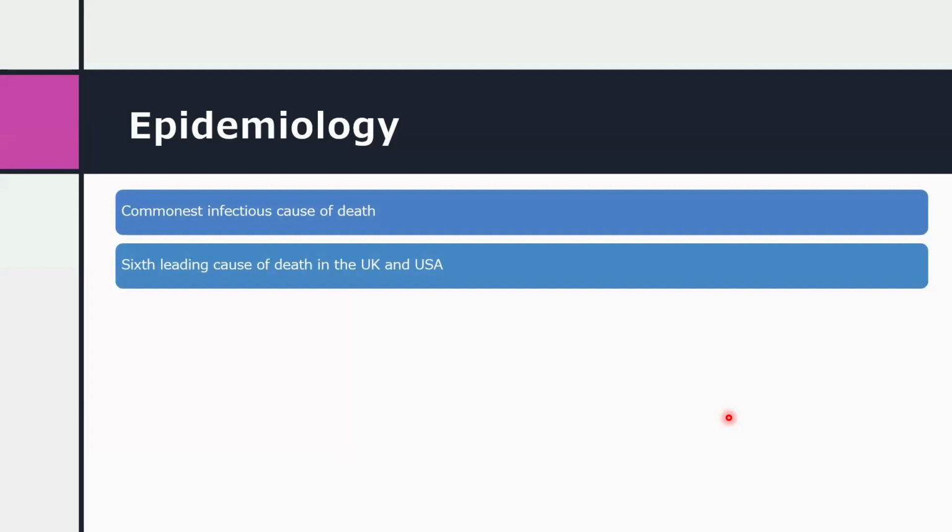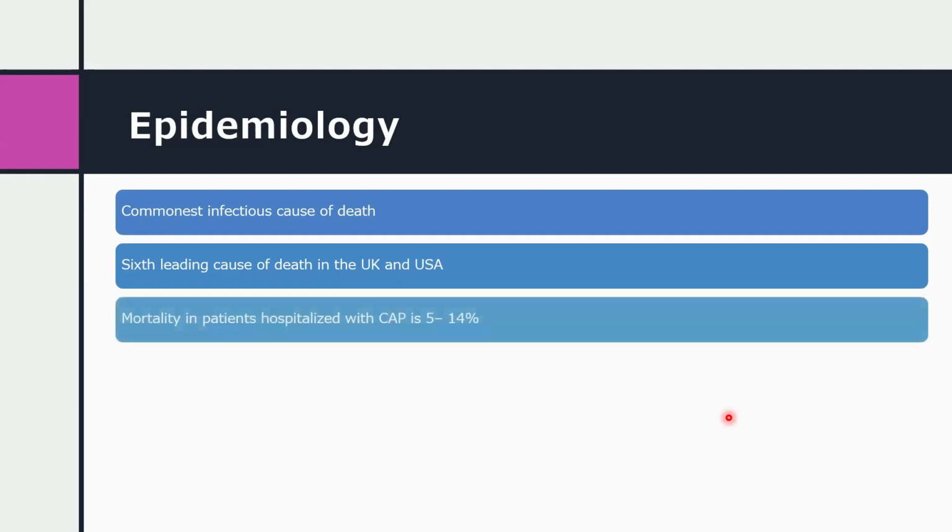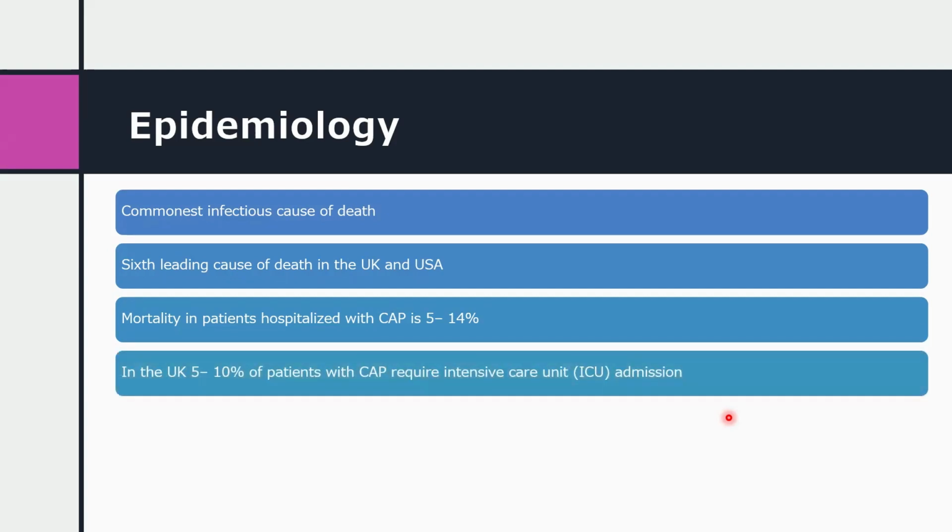It is the commonest infectious cause of death and sixth leading cause of death in UK and USA. So even in developed countries, pneumonia causes many deaths. And the mortality of pneumonia patients depends upon the severity. More severe patients, more ill patients are admitted in the hospital.